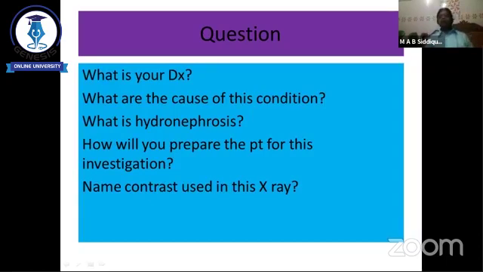Name the contrast used in this X-ray. Actually, the contrast used in IVU is sodium diatrizoate.